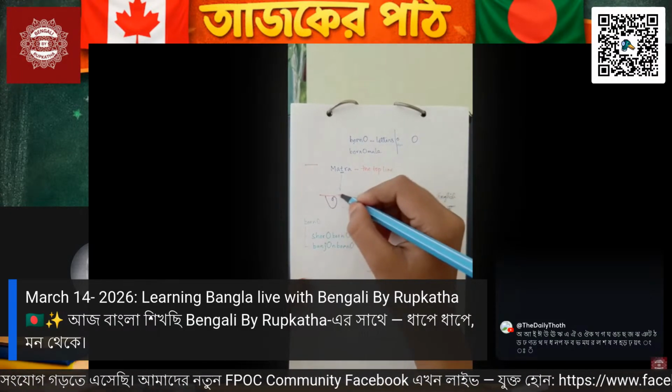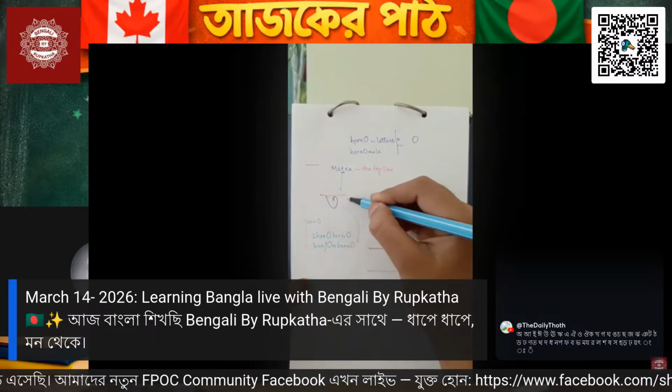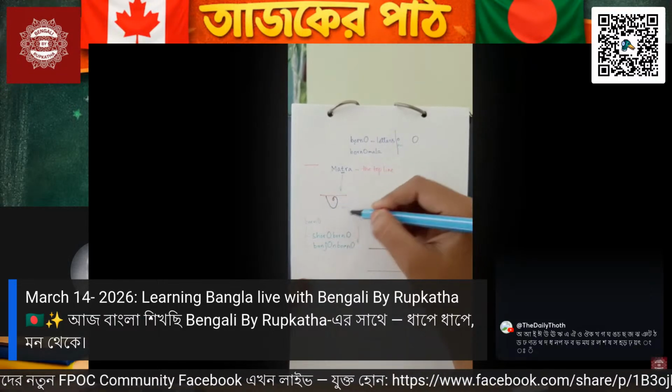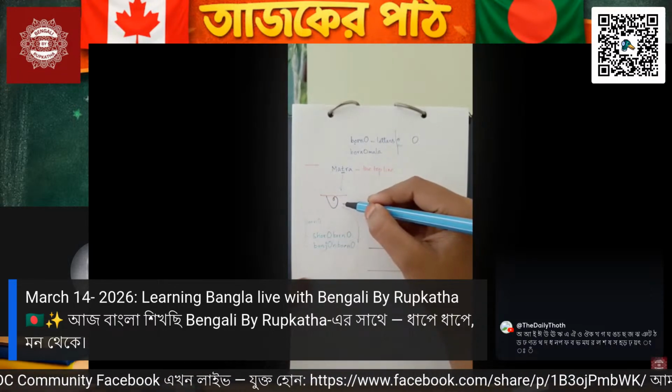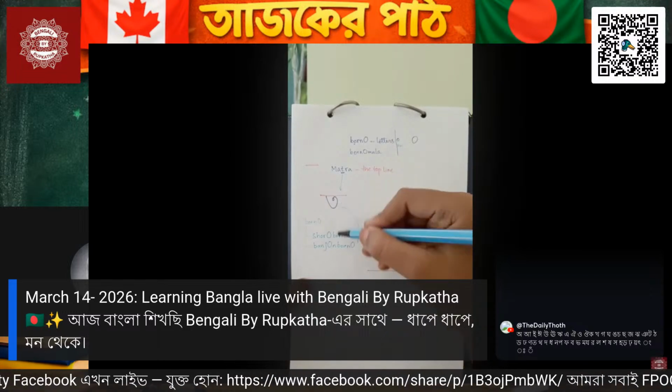The pink one is a matra, by the way. And this letter is ta. This Borno is ta, our first Borno so far. And this is a Banjon Borno.